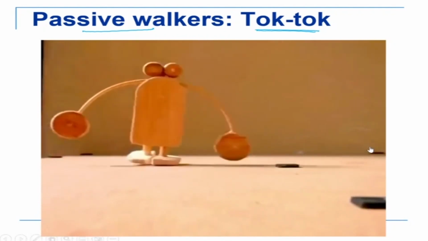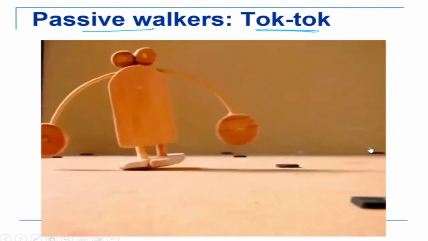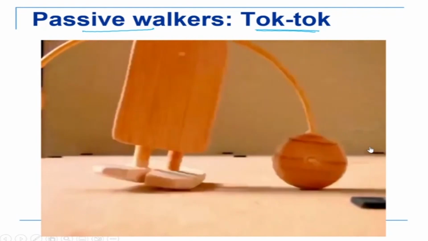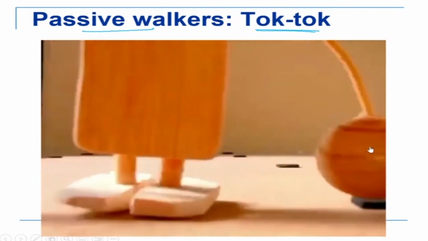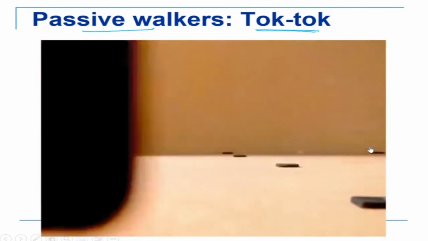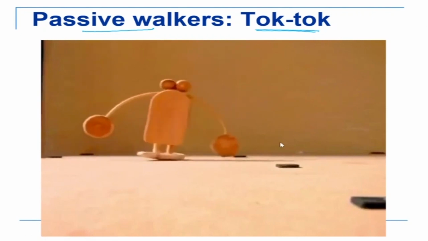So you can see that there are no motors anywhere. So no energy is being given to it. How is it walking down an incline? It is getting the energy from gravitational energy. Gravity is pulling it down, and that is how the energy is coming. And this is a very interesting walker, which is called a passive walker.